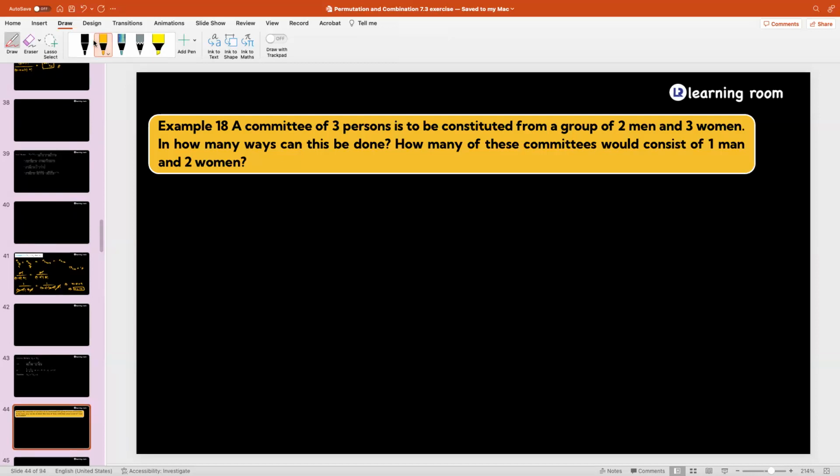So next. A committee of 3 persons is to be constituted from a group of 2 men and 3 women. In how many ways can this be done? How many of these committees would consist of 1 man and 2 women? A committee needs 3 persons, right? So totally how many people do you have in your hand? Two men plus 3 women. It is going to be 5.